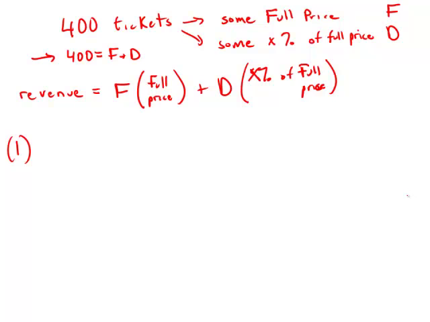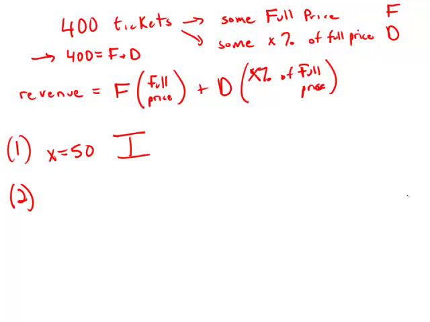Statement number 1 tells us that X equals 50, that the discount is 50. So right there, that tells us that some of the tickets were sold at full price, some of the tickets were sold at half of the full price. But again, we don't know what this full price is. We don't know how many sold at full price, how many at the discount. So this statement, although useful, by itself is insufficient.